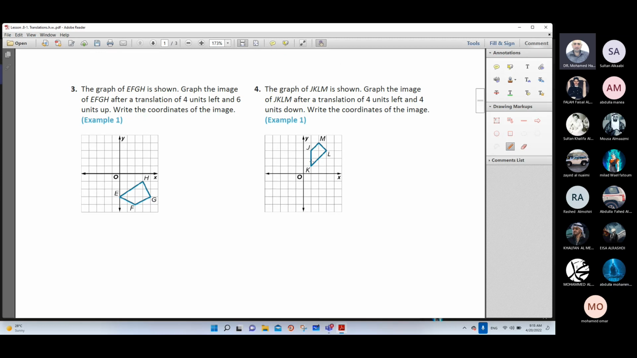Can you read number 3, please? The graph of EFGH is shown. Graph the image of EFGH after a translation of 4 units left and 6 units up. Write the coordinates of that. Thank you. So 4 units left means A equals minus 4, and 6 units up means B equals 6. Okay. So this is H. 4 units left, 1, 2, 3, 4. Then 6 units up, 1, 2, 3, 4, 5, 6.